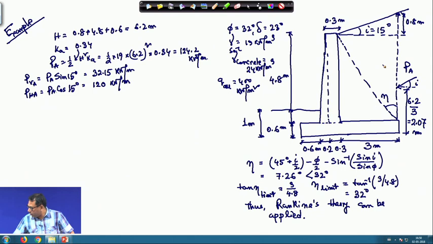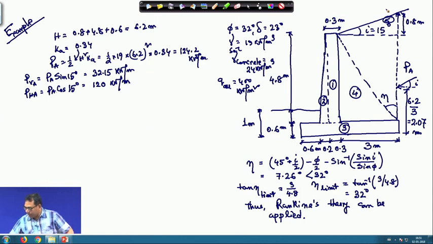Okay. So, we are talking about the weight of the soil. So, we are taking the 5 parts. So, this is part 1, this triangular portion is part 2, this rectangular portion is part 3, and this total rectangular one is part 4, and part 5 is this triangle one. Okay. So, these are all the 5 parts.